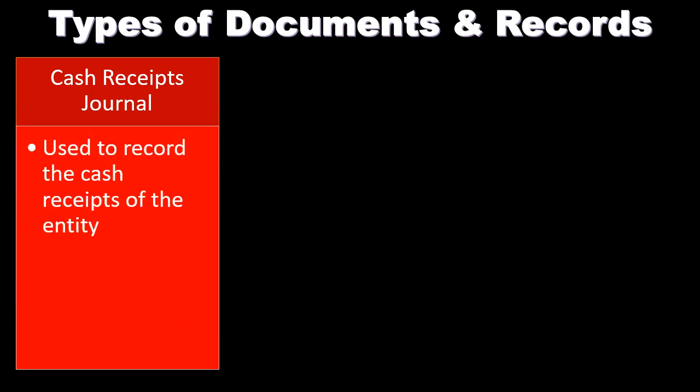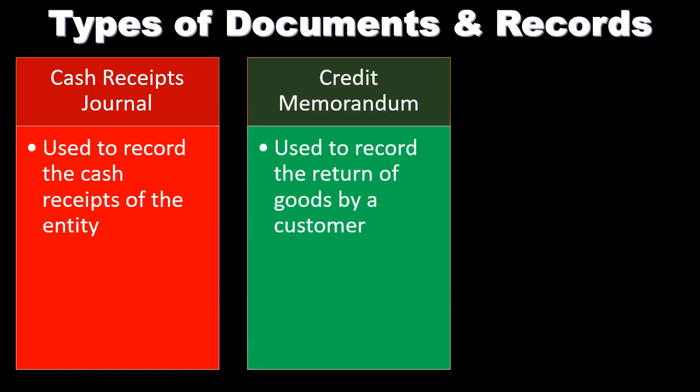Cash receipts journal, used to record the cash receipts of the entity. So we'll have the cash receipts journal. Again, within an accounting software, it might be that we're going to be asking for some type of report in relation to the cash receipts journal, which may not be named exactly the cash receipts journal, but obviously we're looking for a report that has cash receipts on it.